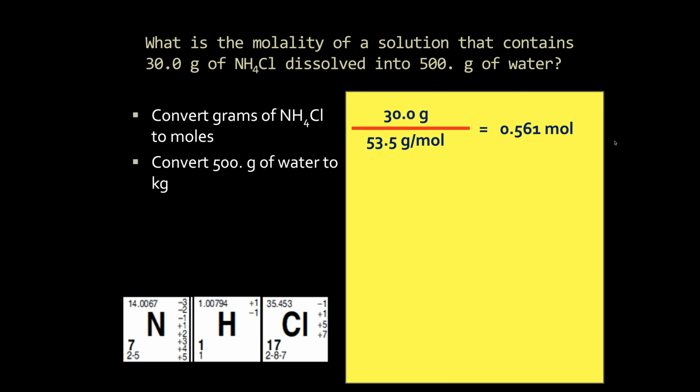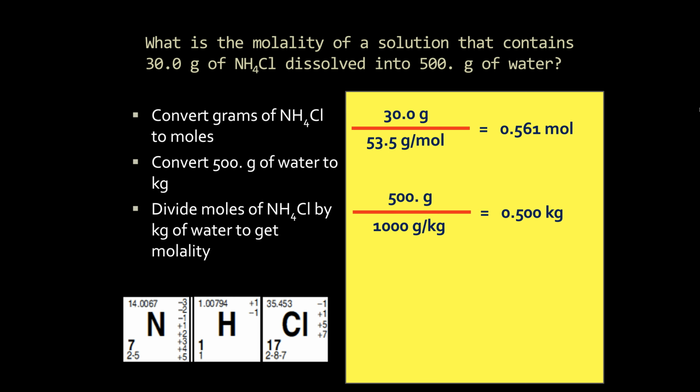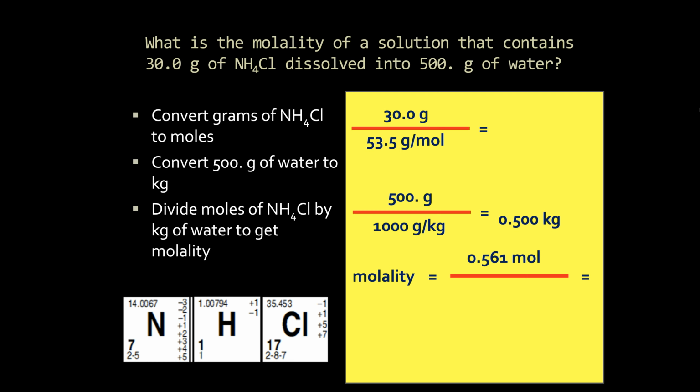Molality is moles per kilogram. We have grams, so we have to convert those 500 grams of water to kilograms by dividing by 1,000 grams per kilogram. Grams will cancel and give you, well, don't forget 3 sig figs. Now that we have moles and kilograms, we just simply divide them. Molality is moles per kilogram, so let's just take those moles and divide it by the number of kilograms of water, and that will give us our molality. So 3 sig figs.